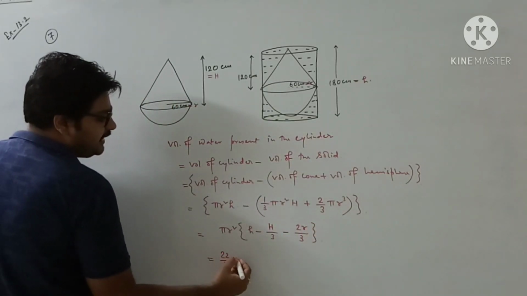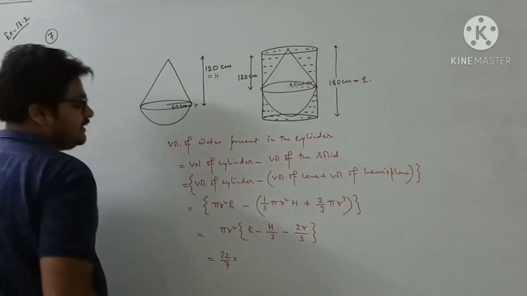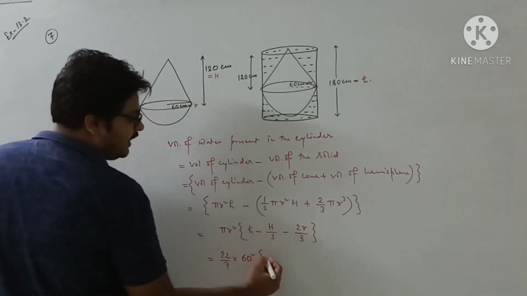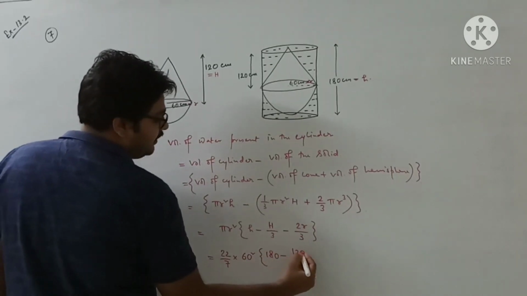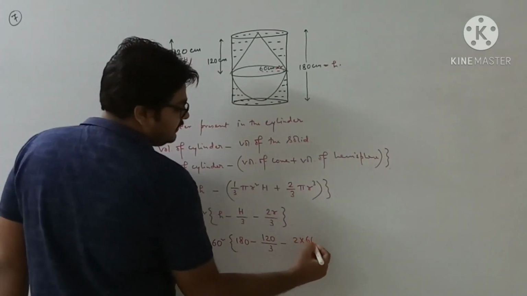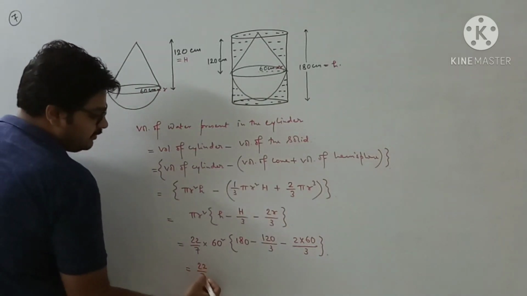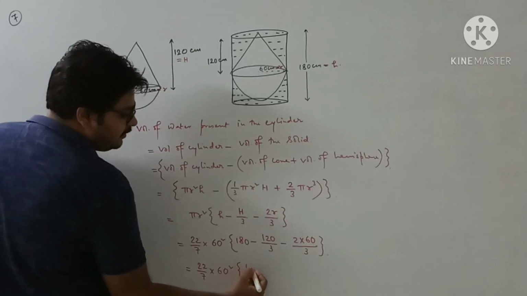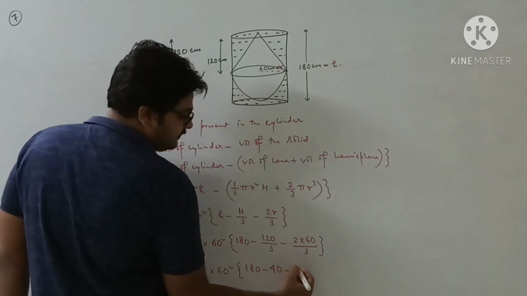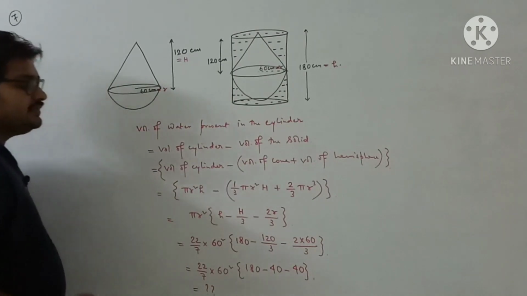Pi means 22/7. I think a more specific value of pi has been given in the question. Yes, so you can put 22/7. r means 60, h means 180, capital H means 120/3, and 2r means 2 into 60 by 3. So it's coming 22/7 into 60 square, 180 minus 40 minus 40. I think the leftover calculation you can do yourself to complete it.